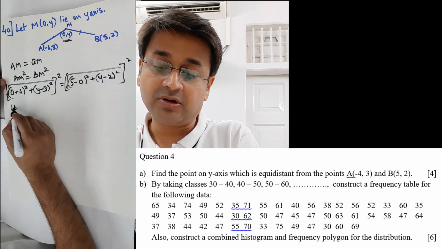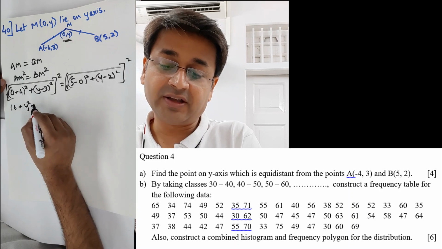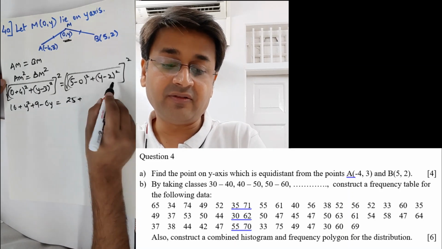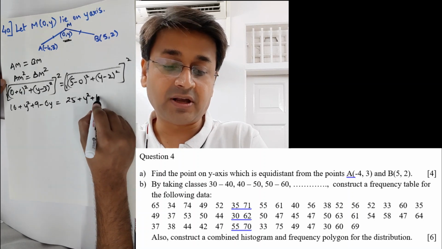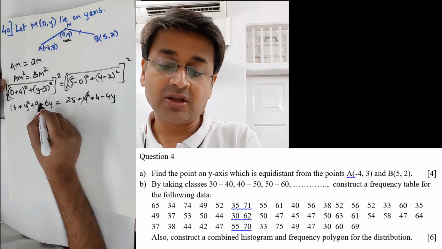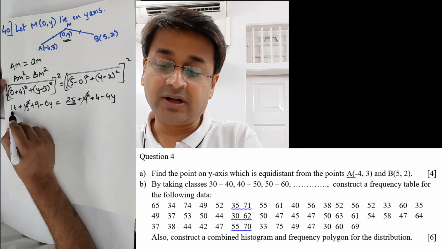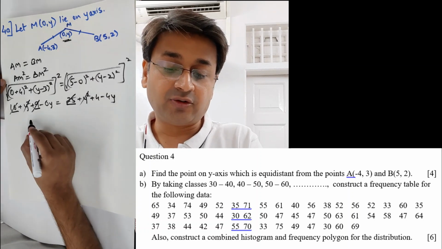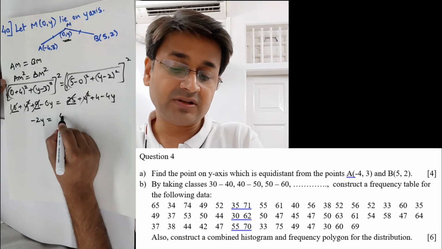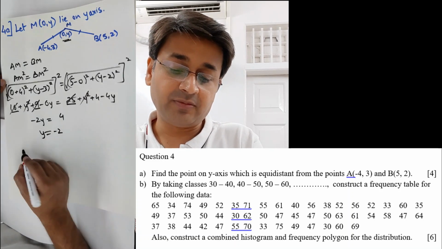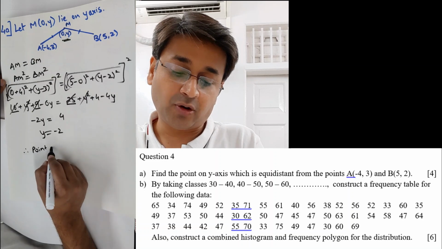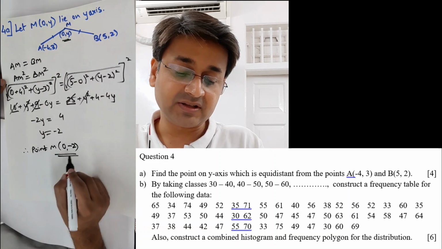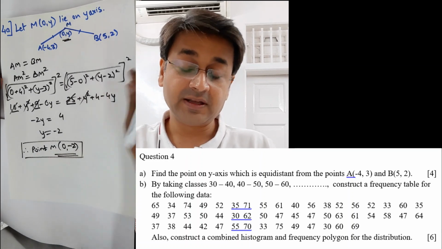So root and square go, 16 plus y square plus 9 minus 6y, equals 25 plus y square plus 4 minus 4y. So y square gets cancelled. 25, 16 and 9 also is 25, so I have cancelled it. Let this 4y come here, so 2y is equal to 4. So y will be minus 2, and therefore point M on y-axis is 0 comma minus 2. That's what we wanted. Easy?